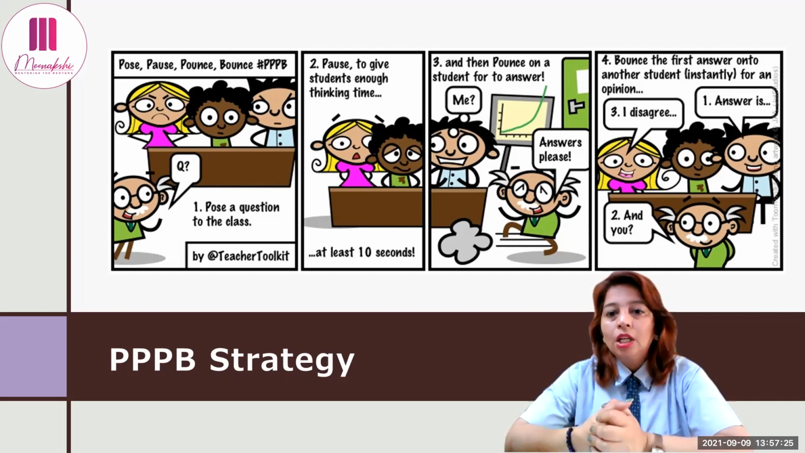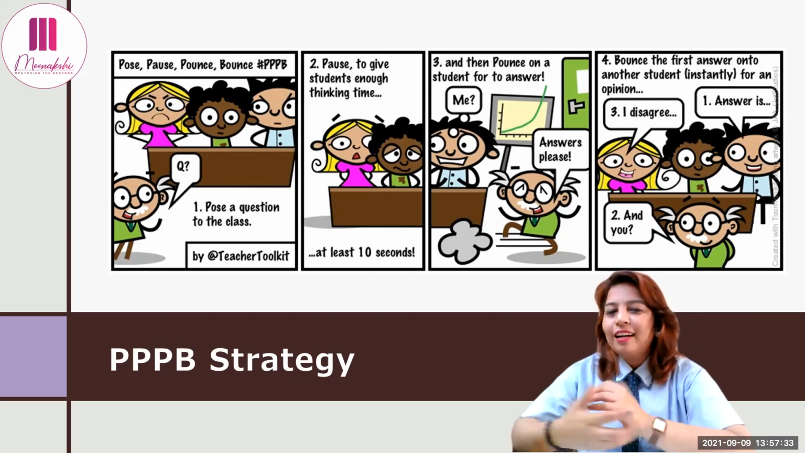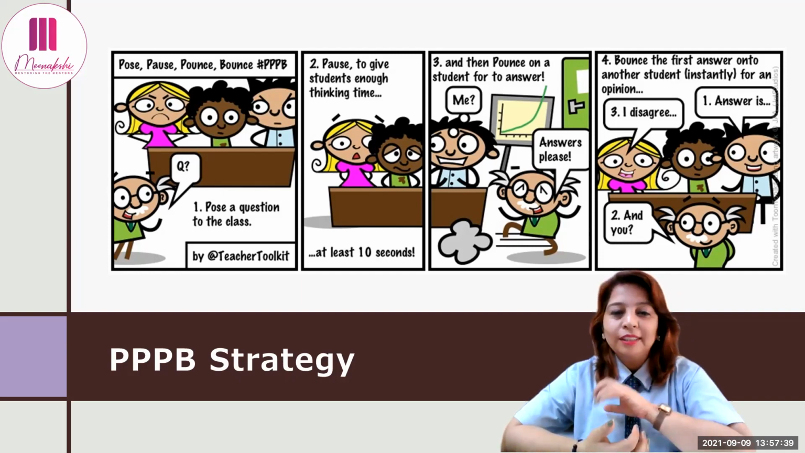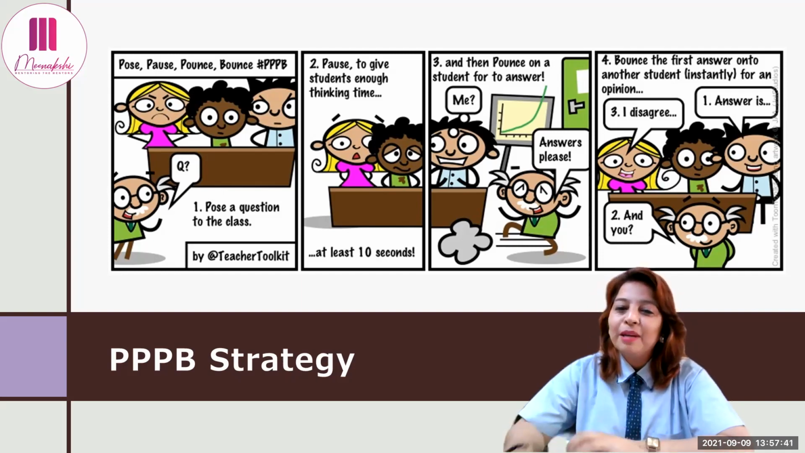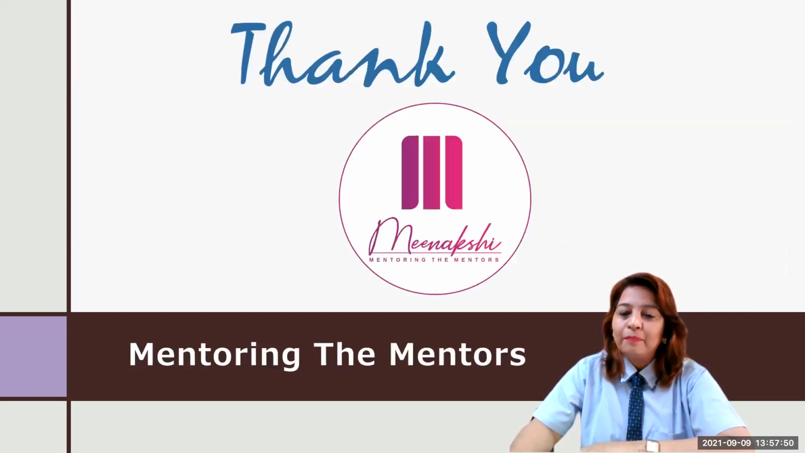Each and every child has to be part and parcel of the classroom discussion. So this is how you can make your classes engaging, enriching, and exciting, and you can have a different kind of questioning technique. Just say with me: pose, pause, pounce, and bounce is the PPPB strategy, and that works along with the no hand raise policy.